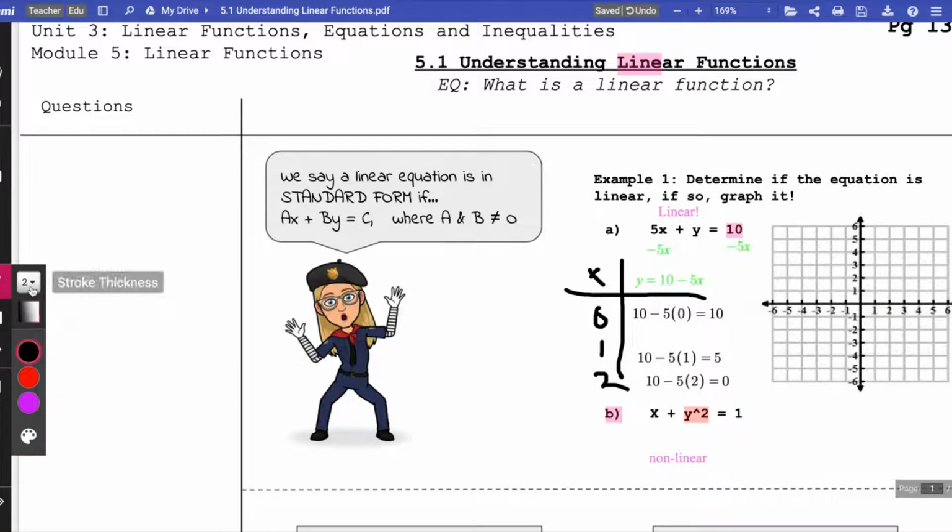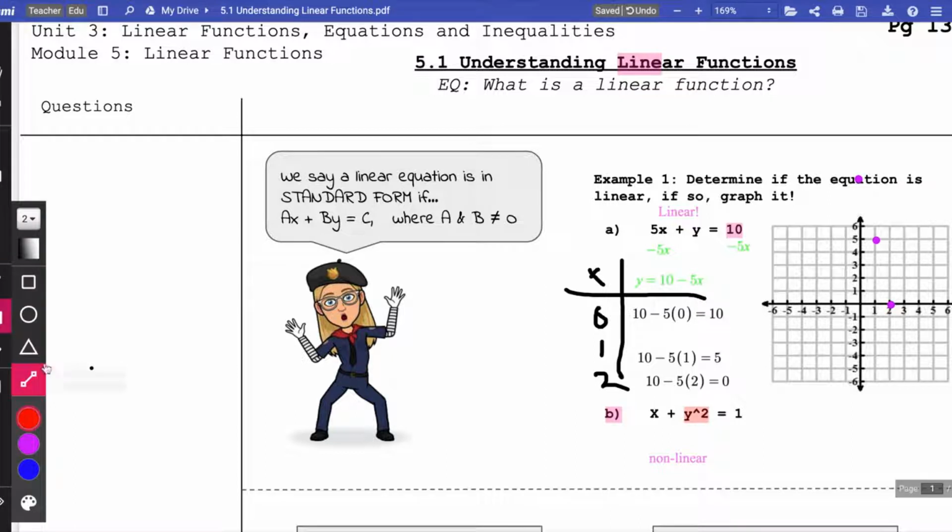Now looking here, 0, 10 is not going to fit on my graph because it ends up being right up here. Well, I mean, we can put it there, but it doesn't fit. And then 1, 5 is right there. And then I have 2, 0, which is right there. And that's all we got to do. And then you just simply connect the dots. And remember, it's a line, so you want it to kind of extend a little bit more. There you go. That's our line.